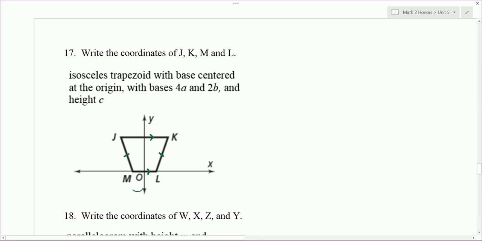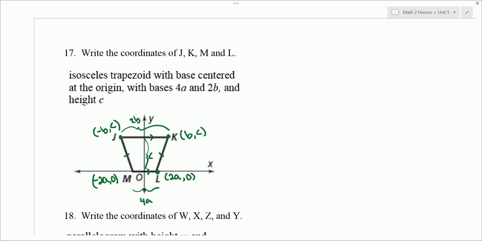So I'm going to let the bottom base length be 4a, the top length be 2 times b, and the height be c. So if you cut 4a in half, you're going to have to go 2a to the right. So the L would be at, going to the right 2a, and height 0. So that's the coordinate of L. M, you'd go left 2a, so negative 2a, height 0, so negative 2a, 0. For K, you're going to go to the right b and up c. And J, you're going to go to the left b and up c. And there are your coordinates.